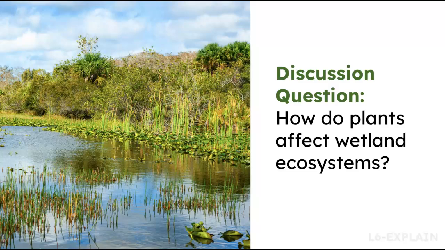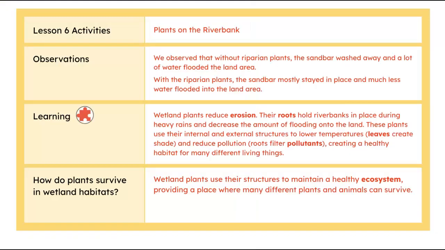For the Explain portion, you'll bring the class together and lead a discussion about students' observations from their wetland plant investigation. You'll use the provided questions to guide your discussion around the question, how do plants affect wetland ecosystems? The goal of this class discussion is to analyze and compare student observations to determine the role of wetlands in an ecosystem. You'll use the discussion to create the Lesson 6 summary chart.